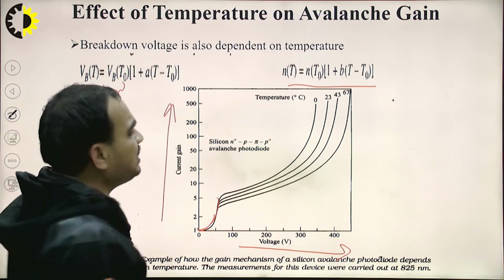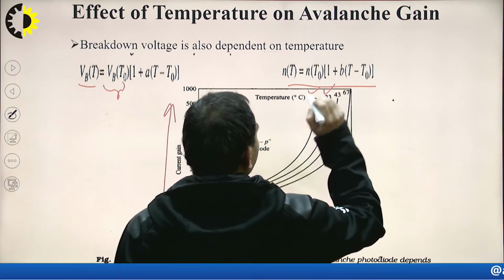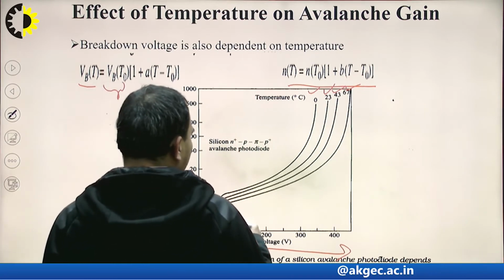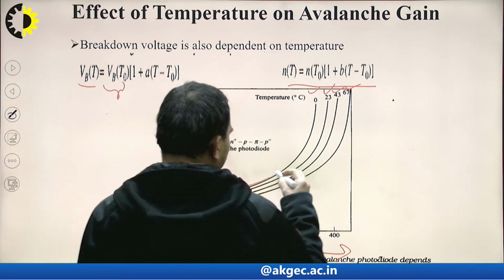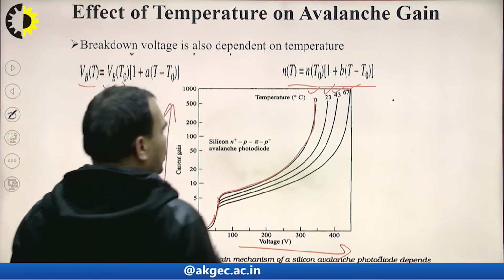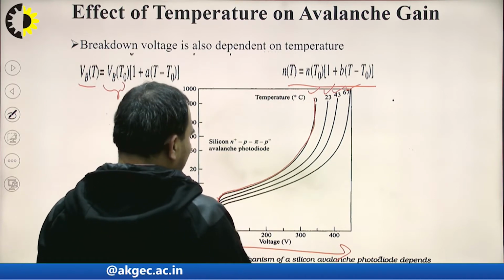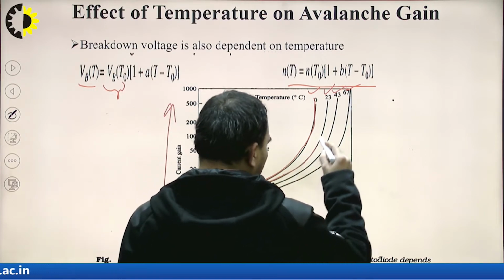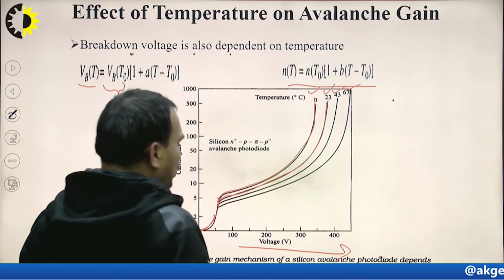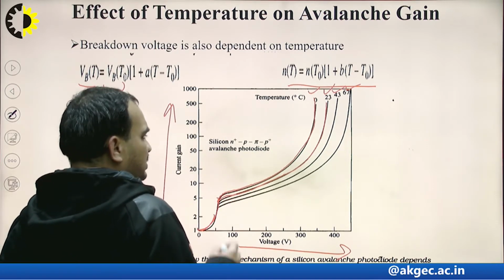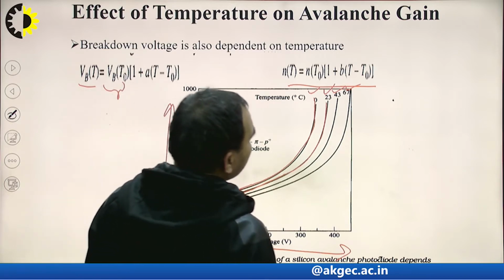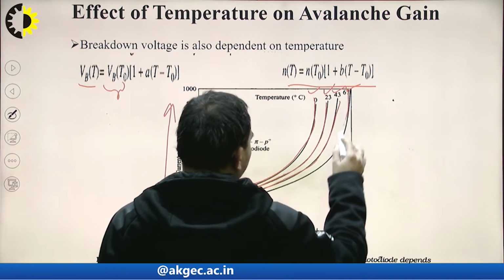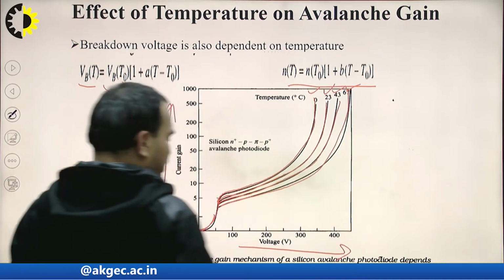It may be 0 degrees, 23 degrees, 43, or 67 degrees. At 0 degrees, the current gain follows this curve. At 23 degrees, the gain curve is slightly lower, so the current gain has decreased by some quantity. As the voltage is increased further, at 43 degrees the current gain is again slightly decreased. And at 67 degrees, the current gain decreases further.